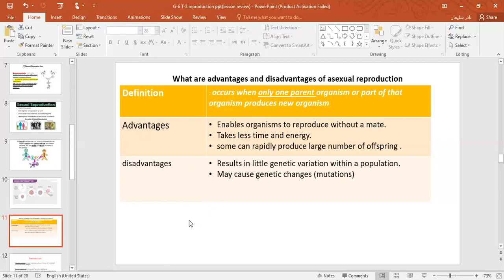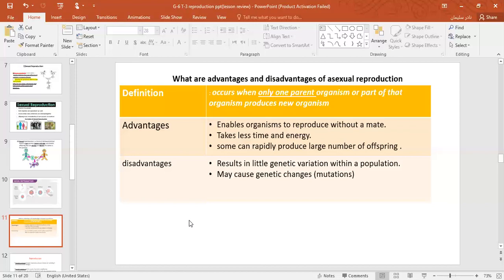So an organism, if the environmental conditions are suitable and available, reproduces quickly and with less energy. One more advantage is that asexual reproduction produces a large number of offspring. This is a rapid process. When the environmental conditions and everything is suitable, an organism can reproduce a large number of offspring. So this is an advantage. But asexual reproduction has some disadvantages. Okay?